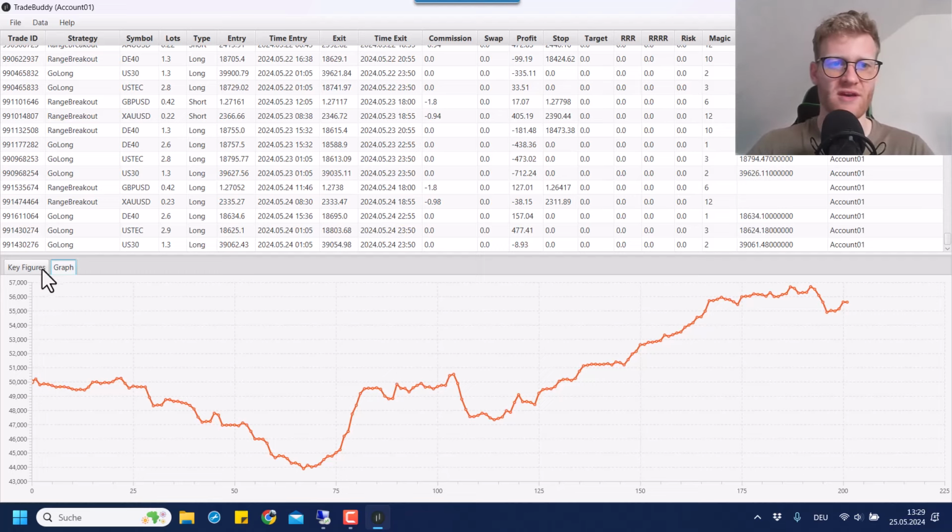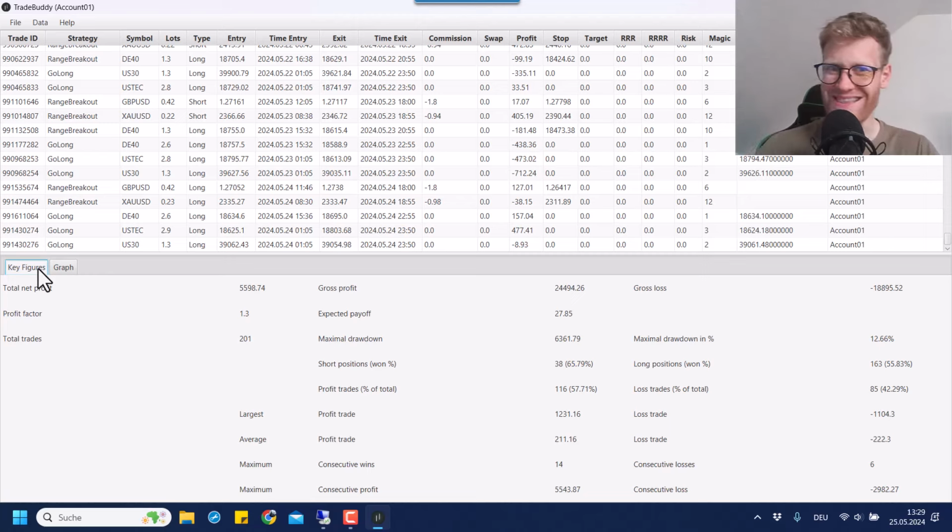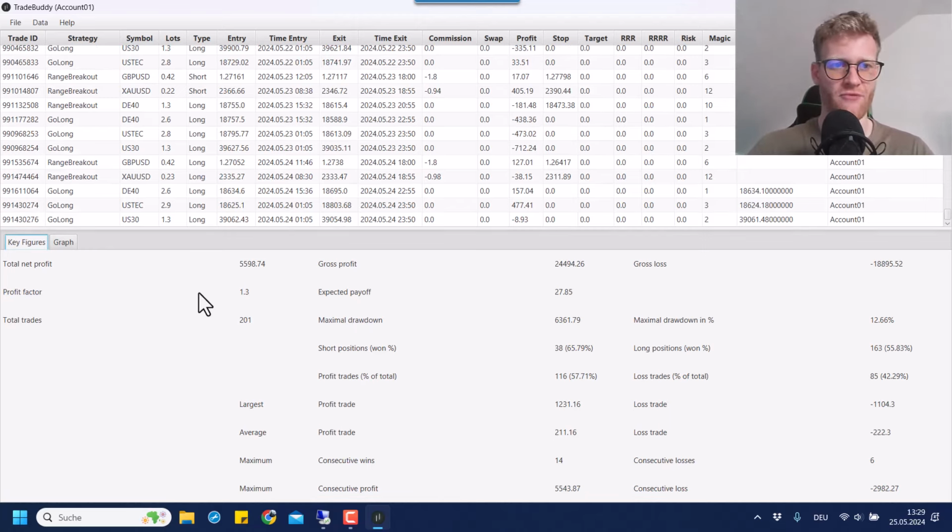So yeah, let's have a look at where we can find these 500 euros lost. Before we do this, let's have a look at the overall performance. As I said, total net profit is around 5,600 now. Profit factor is great, 1.3. If I can keep this up for live trading, would be brilliant.